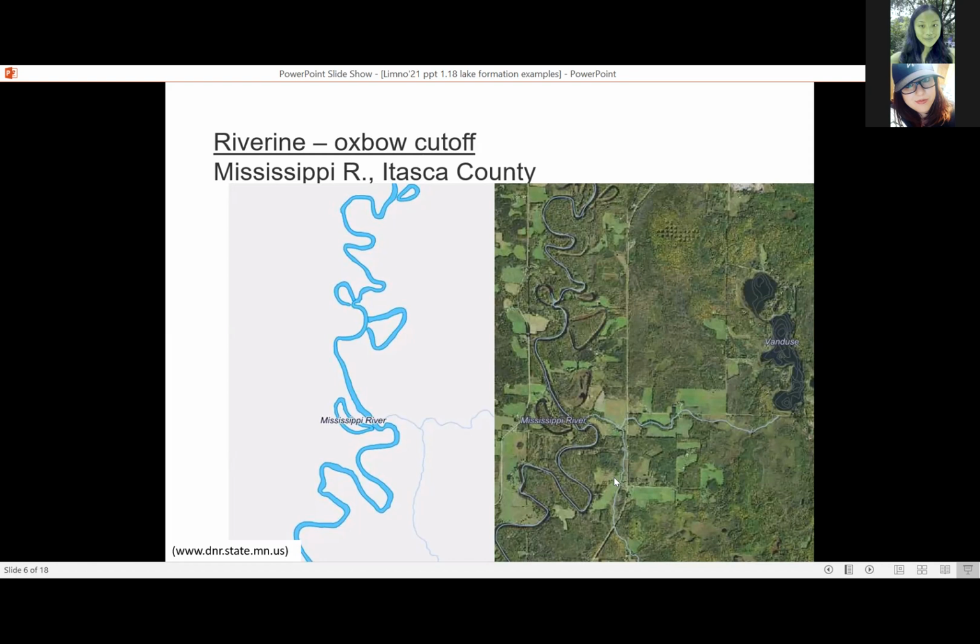Yeah. And you could just go on Recreation Compass or Land View on the DNR or even Google Earth or whatever and follow the Mississippi River north and see lots of these as they go along. So these would be examples of riverine lakes, oxbow cutoff type lakes.